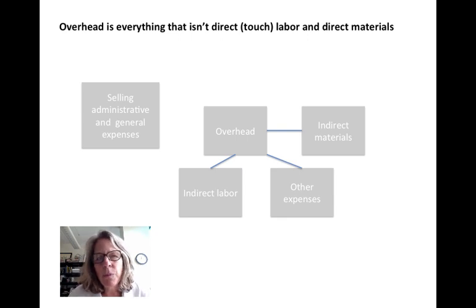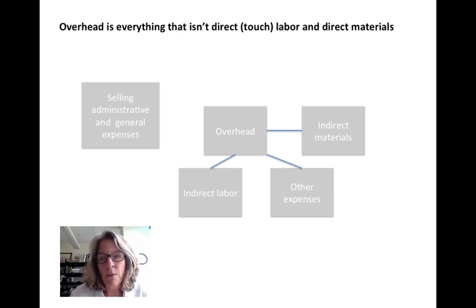One of the things we define as direct is touched labor, so people who touch the product. And direct materials are materials that go into the product. Now, there's a bunch of different categories of costs that are not direct labor and direct materials, and I've put some of them here. The selling, general, and administrative expense. And then overhead is broken up into indirect materials, other expense, and indirect labor.